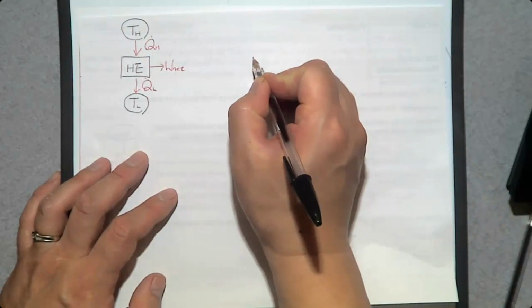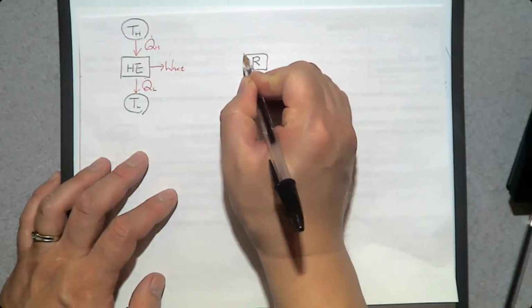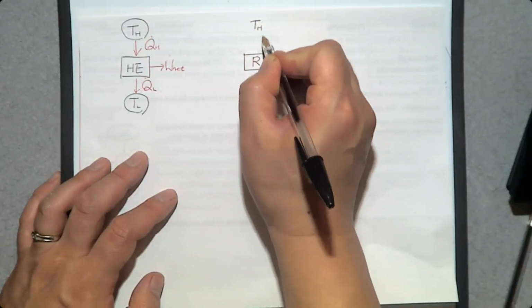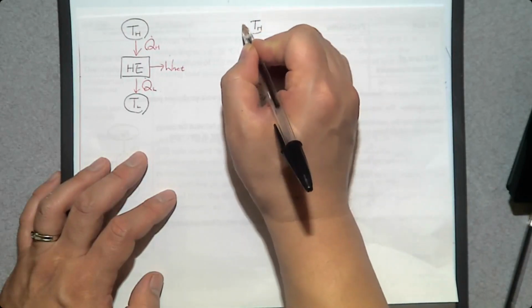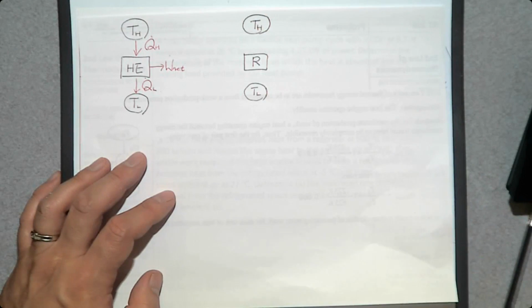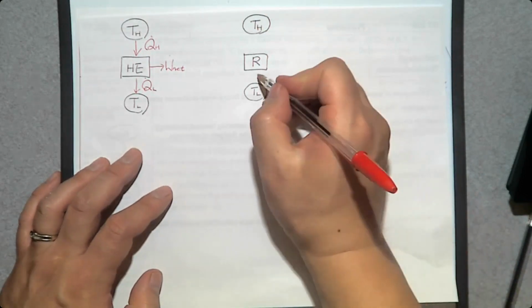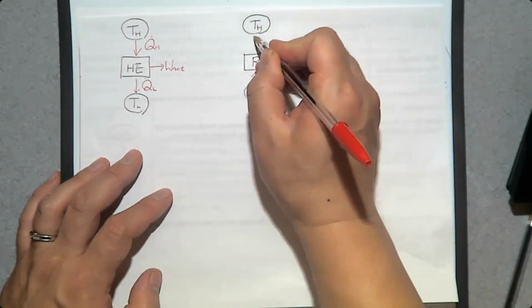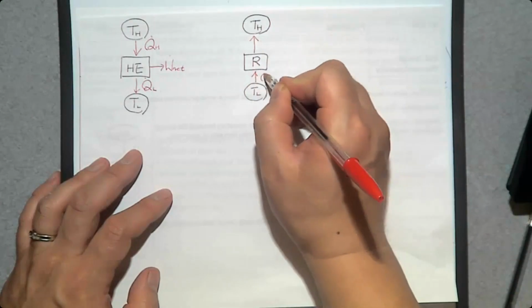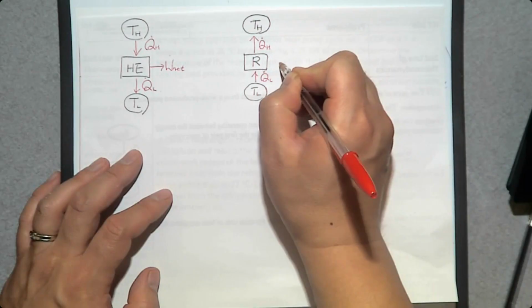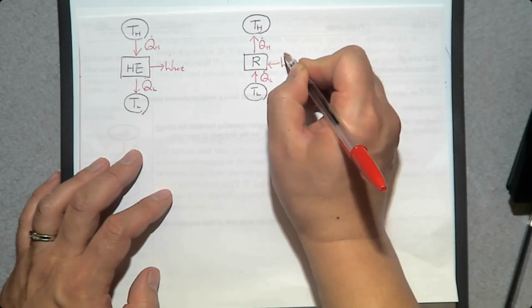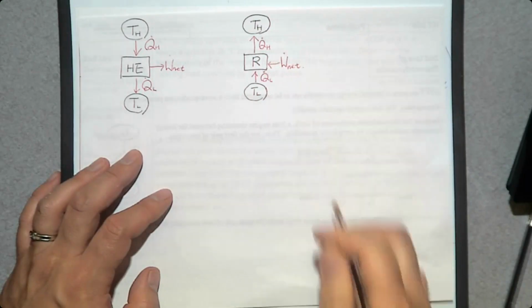A refrigerator also has two thermal energy reservoirs, one at high temperature and the other at low temperature. We are pumping heat. We absorb heat from low temperature and release that heat to high temperature at the rates of Q dot L and Q dot H. And to make that happen, we supply power.